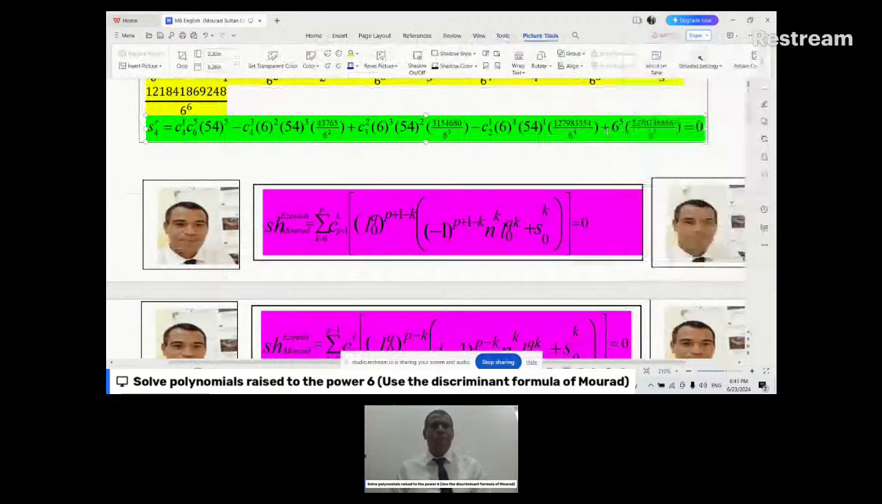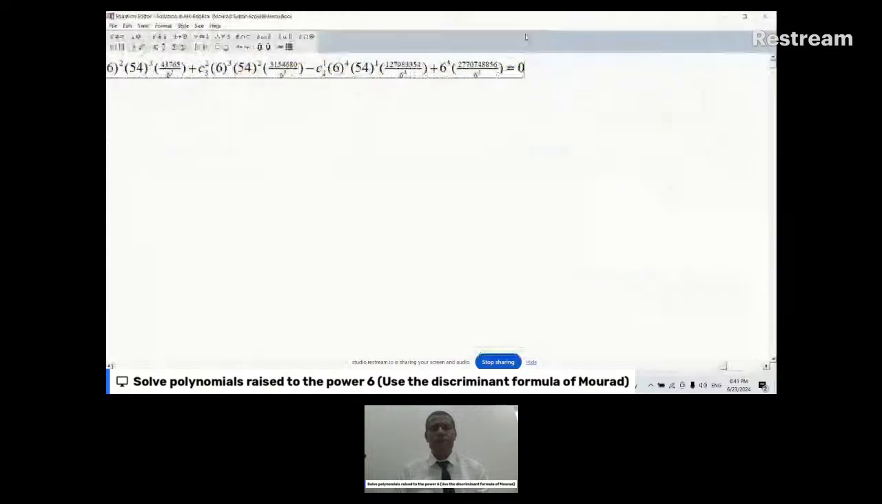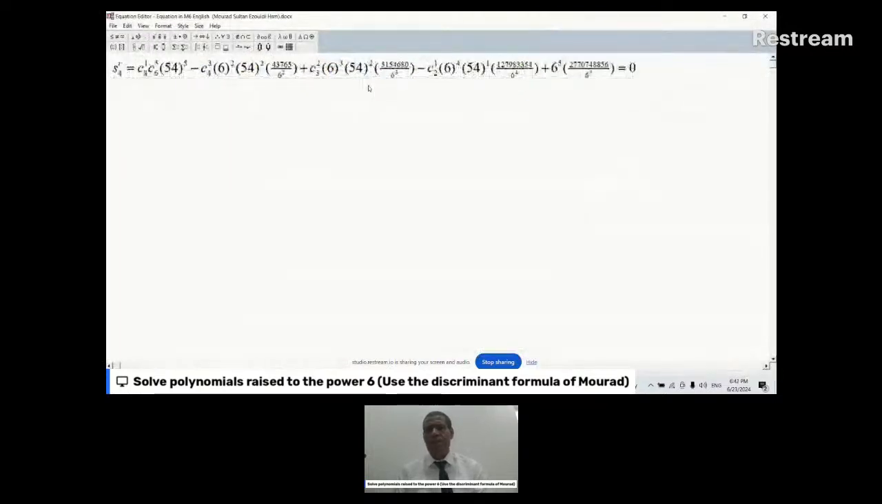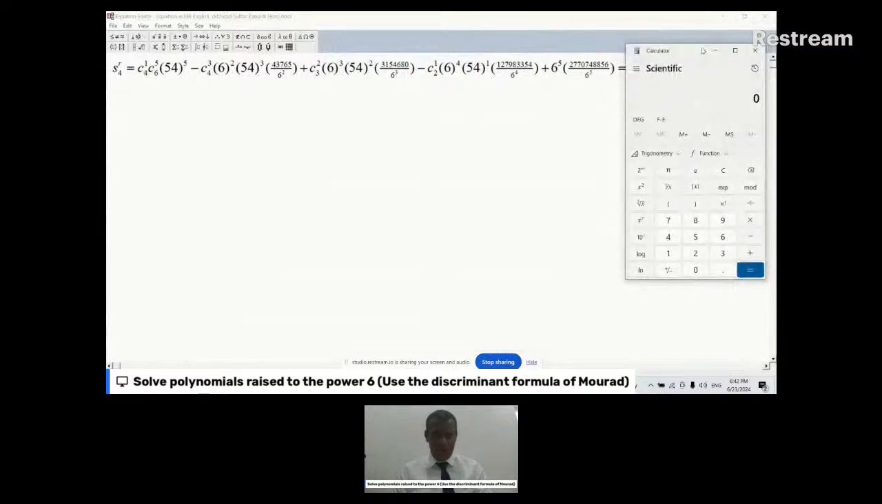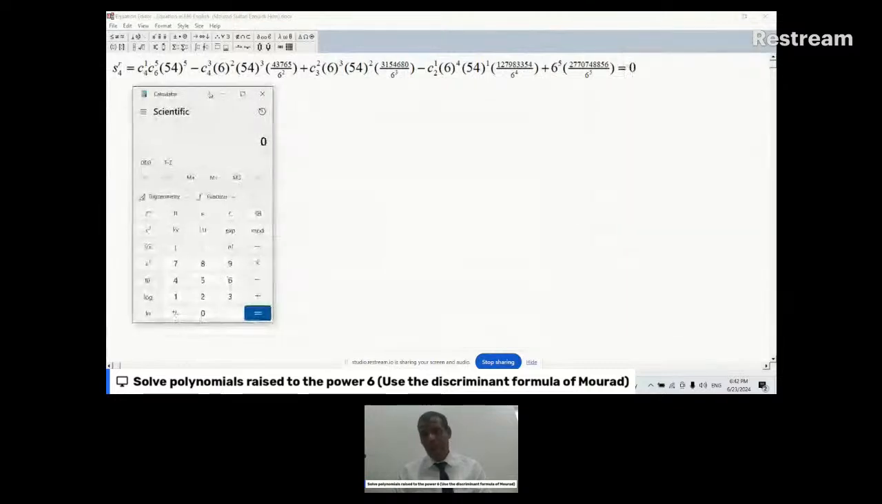I will make it bigger if it is possible. Come here and put your calculator. Okay, make it bigger, it's better. So I will just start again. I will calculate from the beginning. So 4 times 6 is 24, times 54 raised to the power 5.